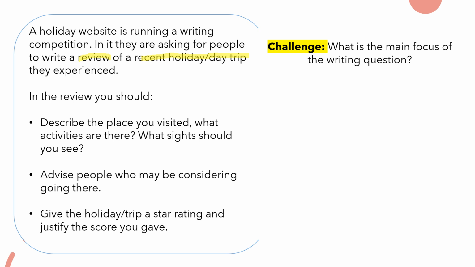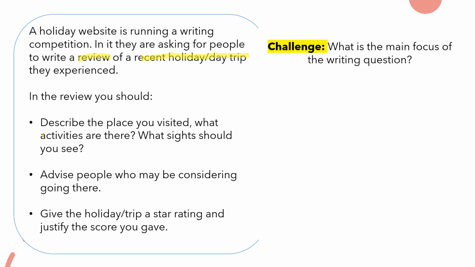So now that we've understood the main focus of the question, let's think about the other things that we need to identify. Now, in every single writing exam question, you will get bullet points, and these bullet points will help you to focus on what you need to include in your response. So the first one says, describe the place you visited, what activities are there, and what sights should you see.